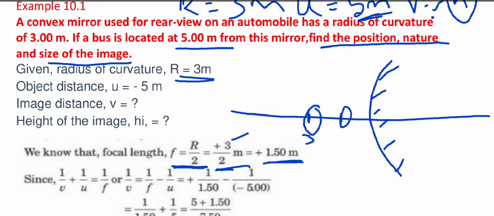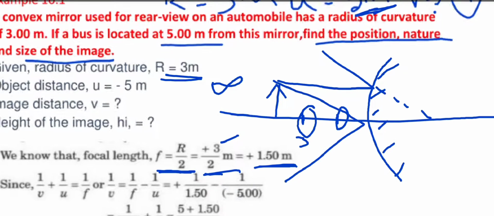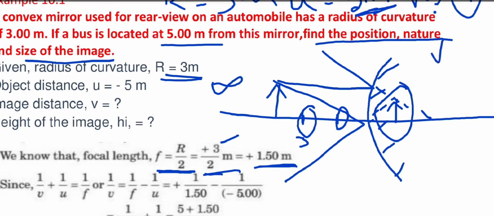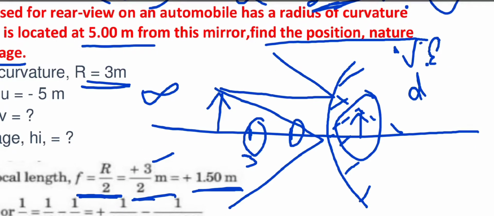So object is placed at 5. So that means here I will take object here. So you know, when you place the object anywhere between infinity to pole in the case of convex mirror, one ray will go like this, one ray you take obliquely. If you draw these two rays backwards, somewhere behind the mirror you will be getting image here. You can see the size of the image, it is virtual, erect and diminished. So this is how you can calculate.